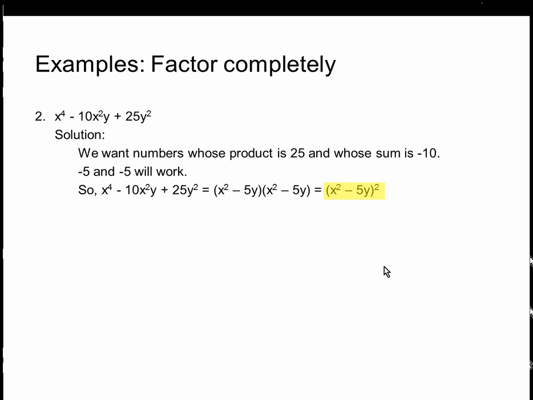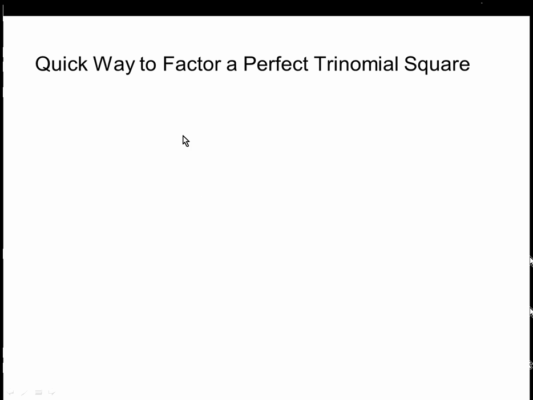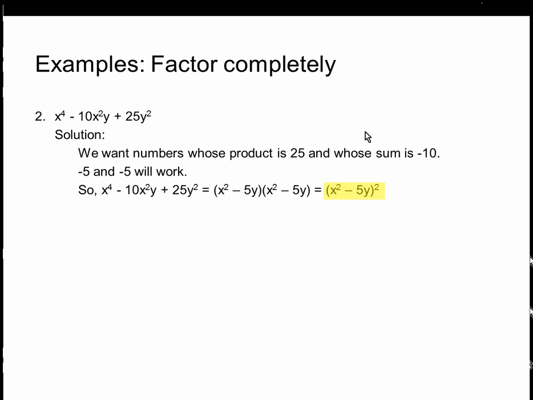Now, kind of the quick and dirty way to do this. So the quick way to factor a perfect trinomial square. Now, it depends upon you recognizing that you have a perfect trinomial square. In order to have a perfect trinomial square, the first term has to be a perfect square, including the coefficient, and the last term has to be a perfect square, including the coefficient.